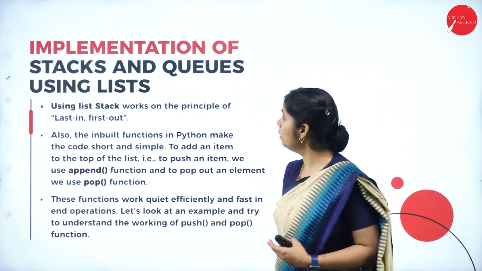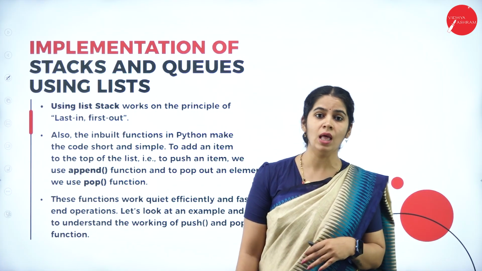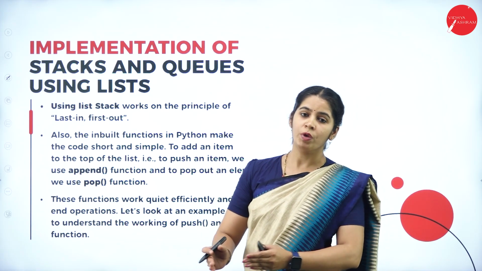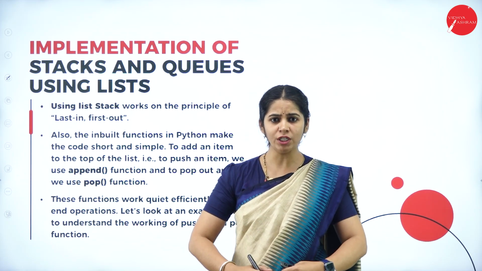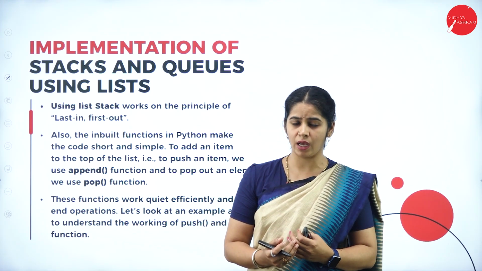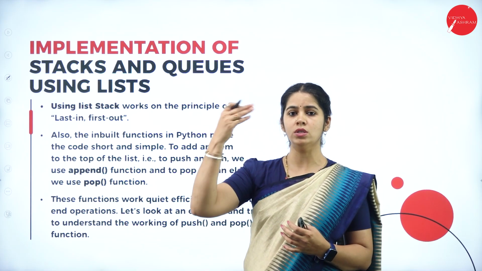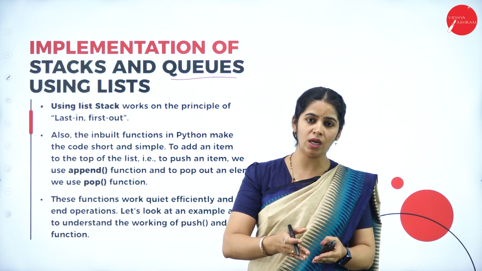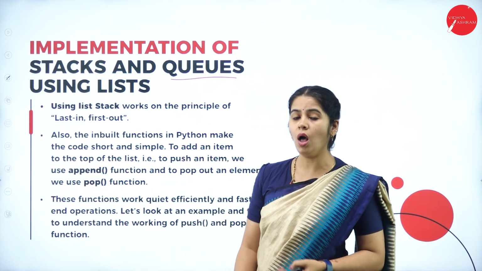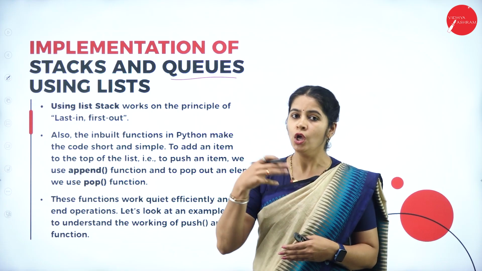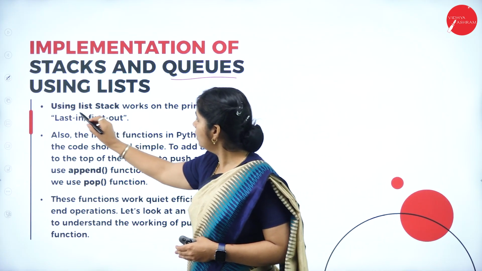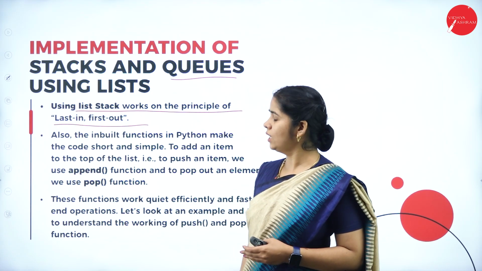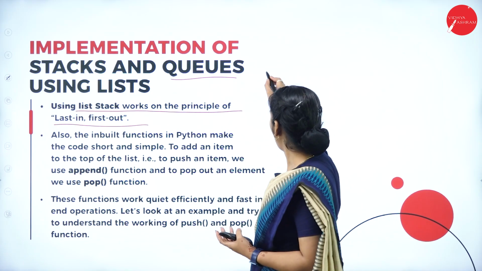Next we'll move on to the implementation of stack and queue using the list. How are we going to implement the concept of the stack and queue? What is the concept of the stack? Last in, first out is the concept of stack. Whatever comes first will go out last. What is the concept of queue? The concept of the queue is first in, first out. How are we going to implement these concepts using the list? So using the list, stack works on the principle of first in, last out, or last in, first out.